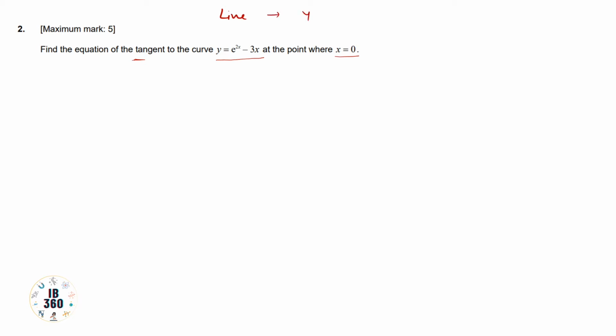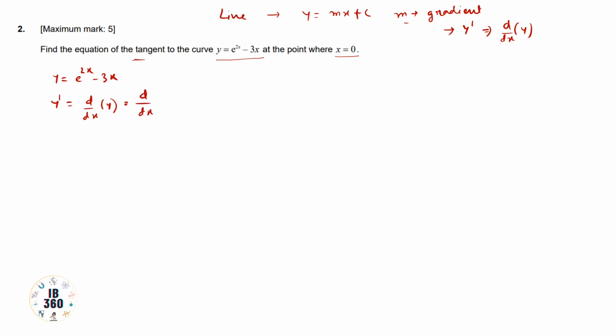So the normal equation will be y equals mx plus c, where m is the gradient, that is basically y dash, or you can say d by dx of y. By using this we can find the gradient. So first we will find the gradient. So y equals e to the power 2x minus 3x. So y dash equals d by dx of y equals d by dx of e to the power 2x minus 3x. So from here we are getting 2 e to the power 2x minus 3, and that is y dash.